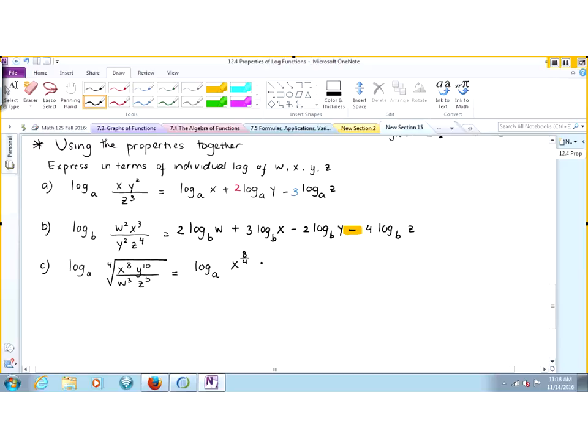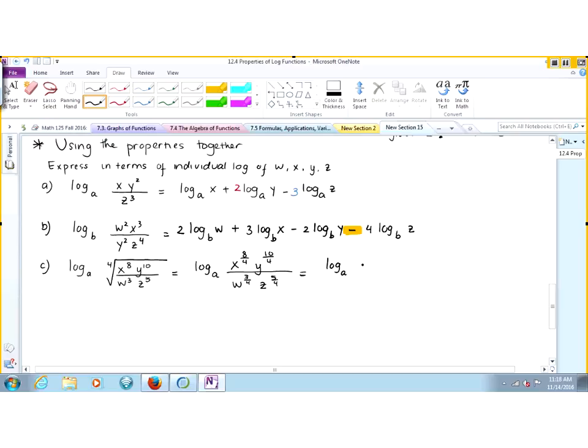1 over 2? 8 over 4, right? Y to the 10 over 4. How about the bottom? W to the 3 over 4. Z to the 5 over 4. Yes. So can we simplify anything?